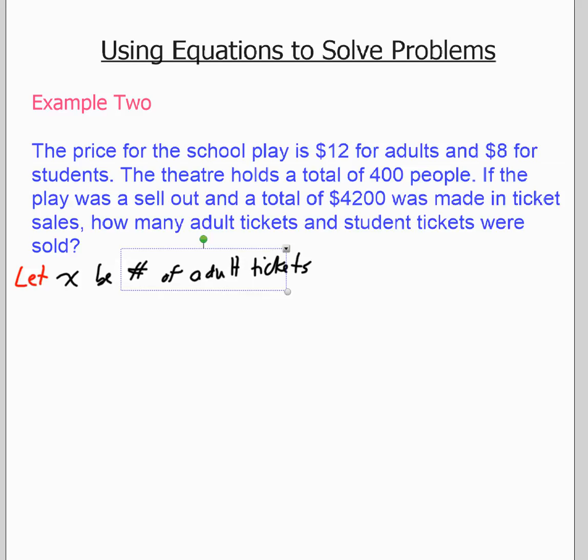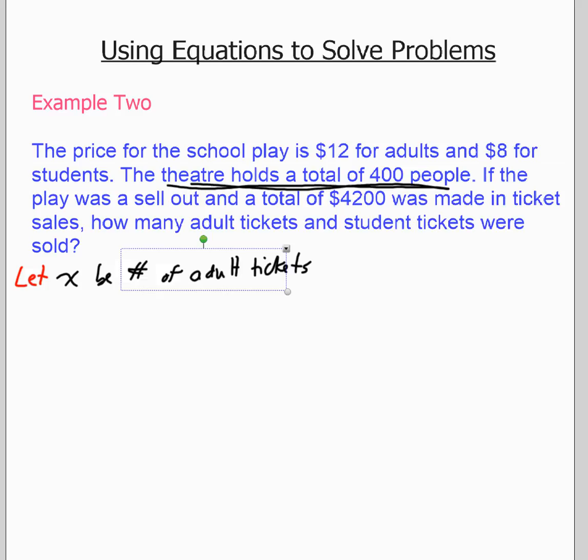Okay? Now, here's what's challenging. Nowhere does it talk about student tickets. So what do you do? Can you let Y be student tickets? Well, you can later, and if your parents are helping you with this, sometimes parents want to introduce 2 variables, but not quite. That's grade 10 math, solving equations with 2 variables. We're not going to worry about that right now. So we want to still write our equation in terms of X. The key here is that the theater holds 400 people, and was a sellout.